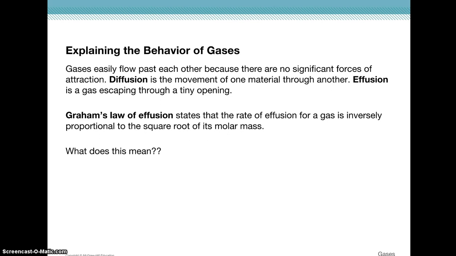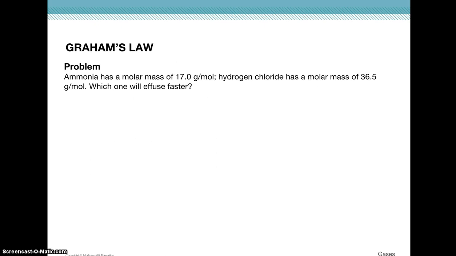Now, to compare the rates of effusion, we need to look at Graham's law. And Graham's law of effusion states that the rate of effusion for a gas is inversely proportional to the square root of its molar mass. Okay, what does that all mean? Well, here's what it means. If a gas has a very small mass, so very small gas atoms or gas molecules, they're going to effuse at a faster rate. If a gas has a really big mass, it will effuse at a slower rate. So they're inversely proportional to each other. So let's look at an example of this.